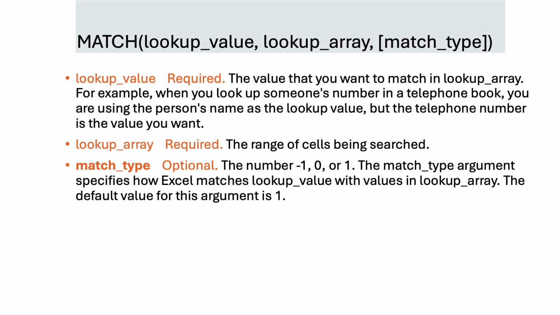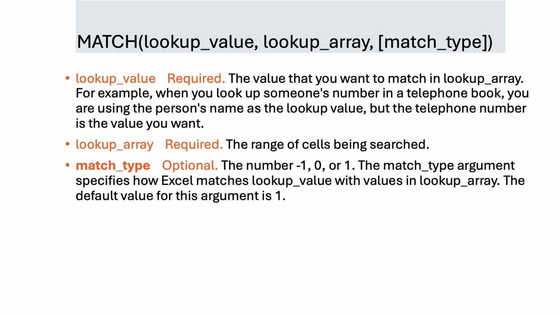The match function has three arguments. The first argument is the lookup value, the value you are trying to match in the lookup range. The second argument is the range you are examining for a match to the lookup value. The value for lookup range must be a row or a column. The third argument is match type.